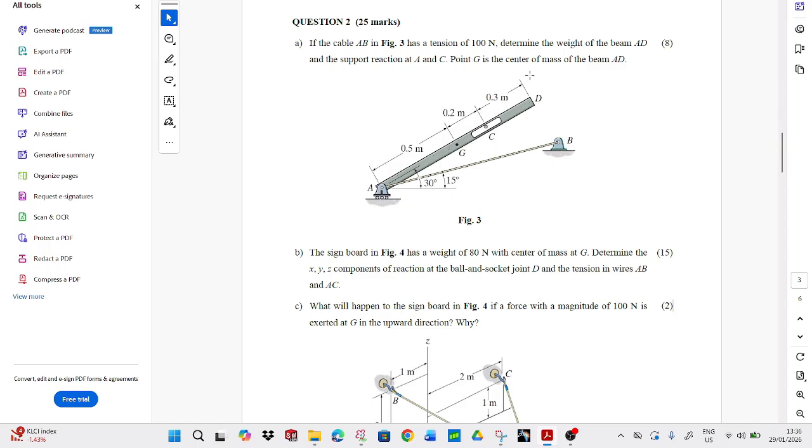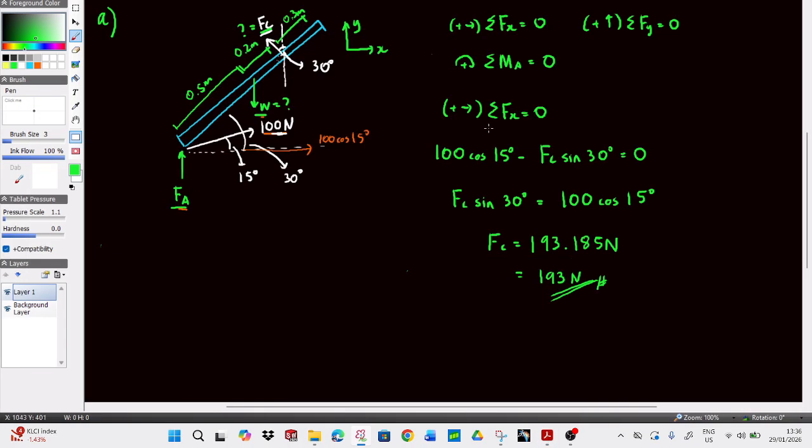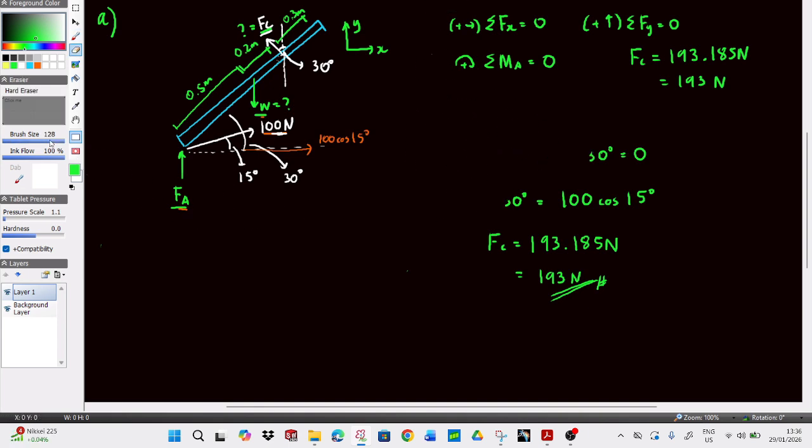And they wanted to find the weight of the beam. So they're interested in finding the weight of the beam itself. So I'm just going to write here your FC value, which is simply 193.185 newtons, or you can just say it's 193 newtons. So we'll erase this. Let me just get the brush size.